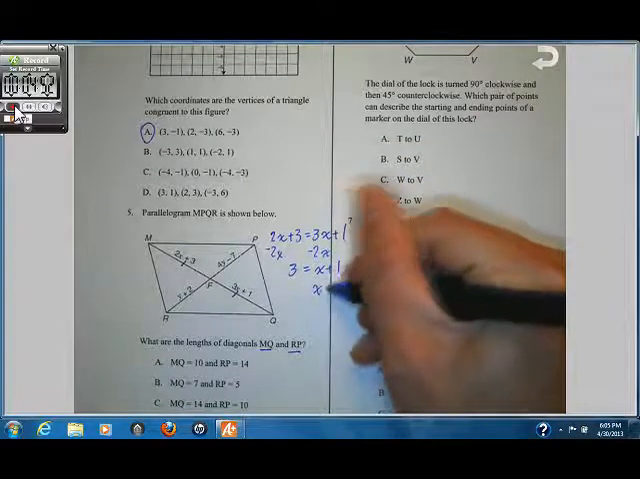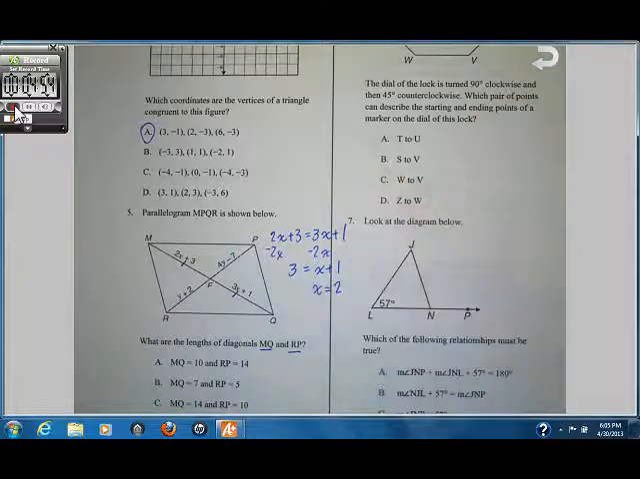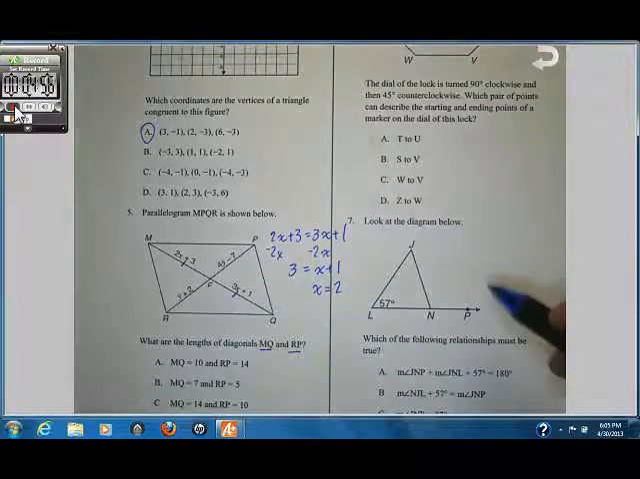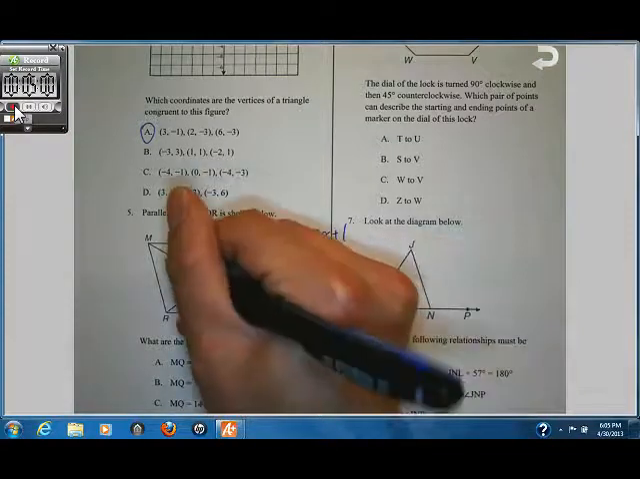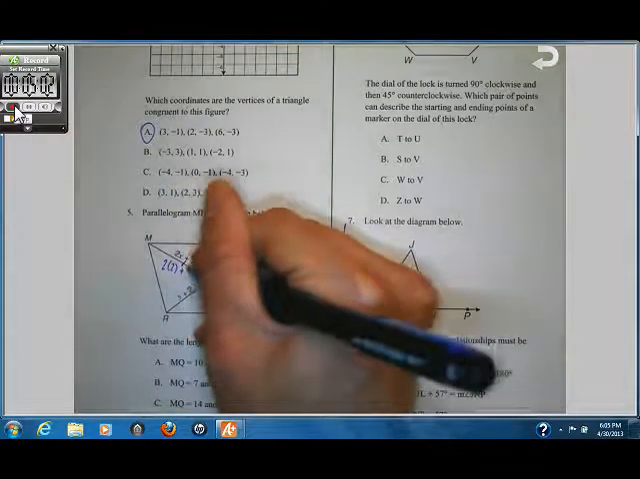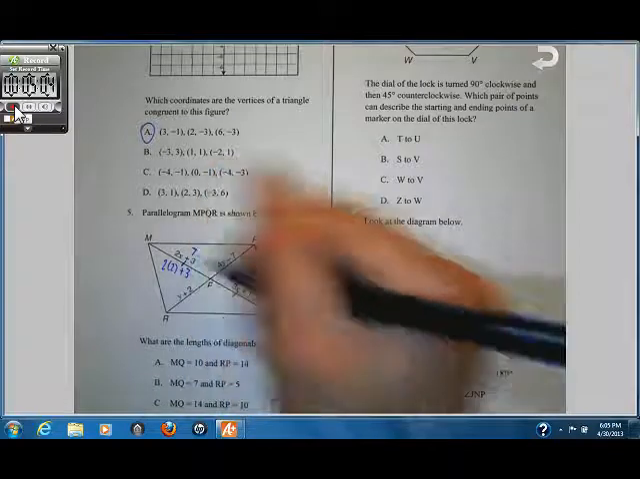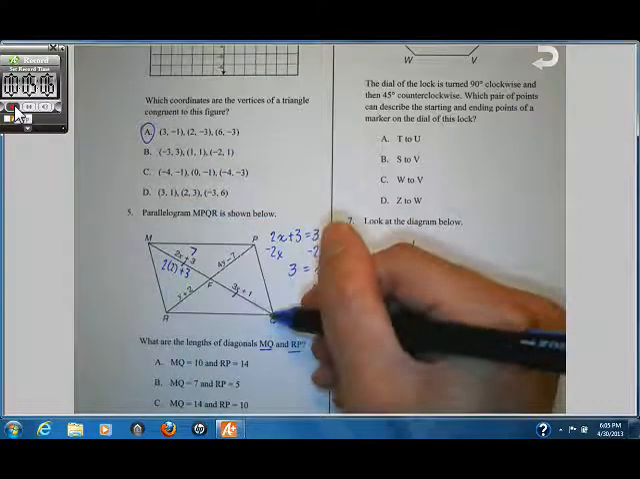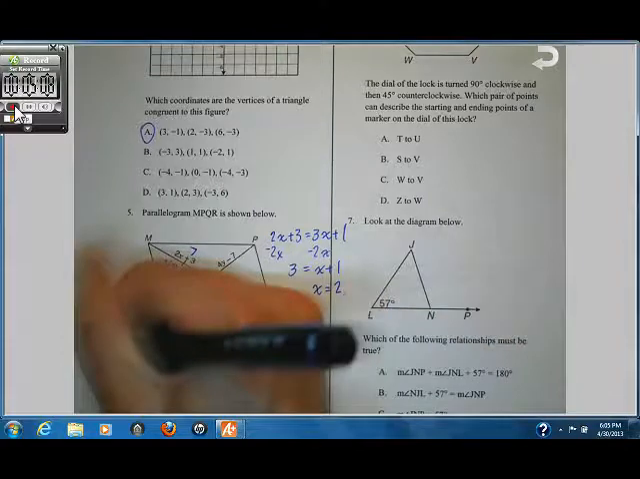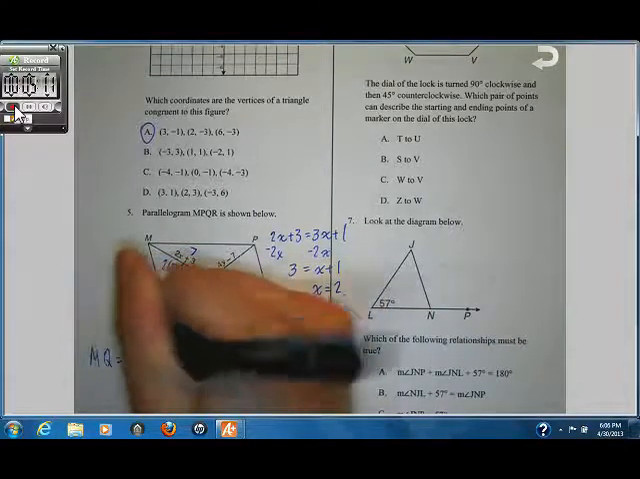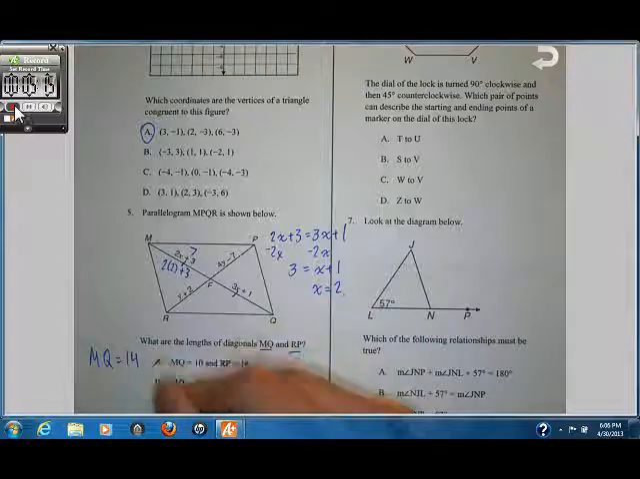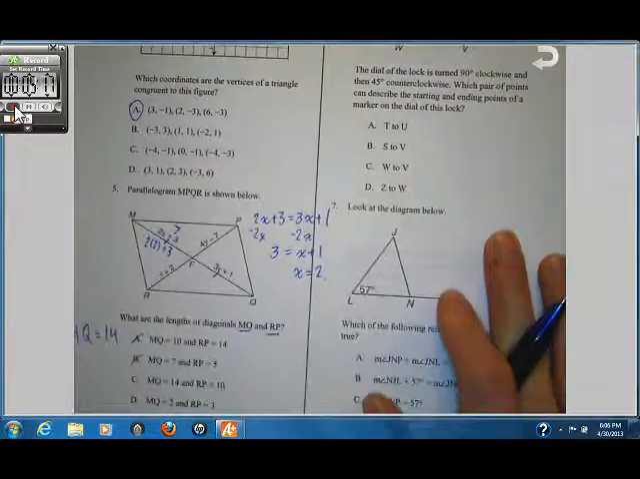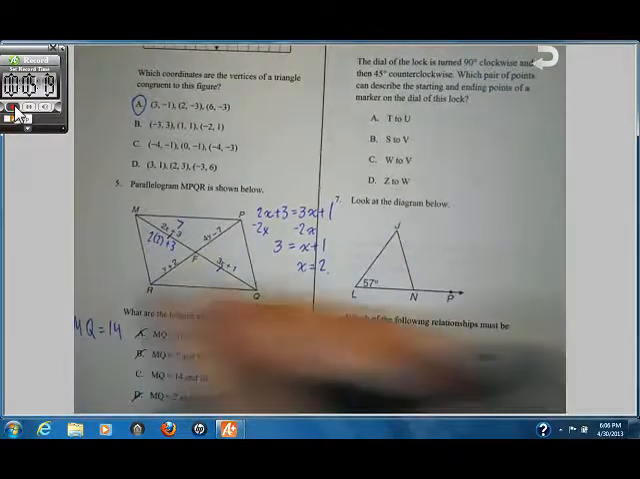Now, x being equal to 2 doesn't help you that much. So you're now going to substitute it in. So I'm just going to say 2 times 2 plus 3. Well, of course, that's 7, which means that MQ is 14. So I already know that MQ is 14, and now I can eliminate my other answer choices. This is wrong, this is wrong, D is wrong. And so the only one where MQ is 14 is C.